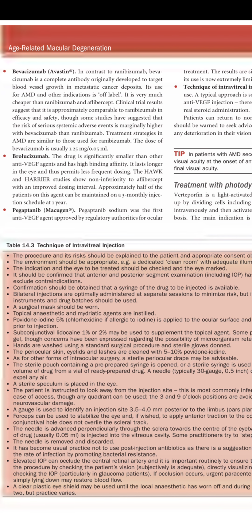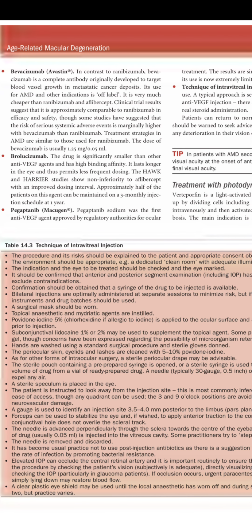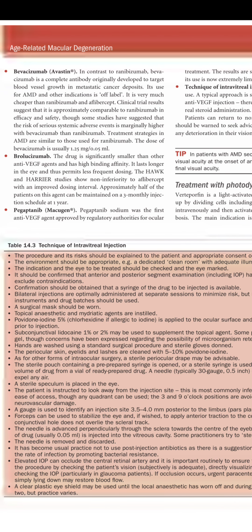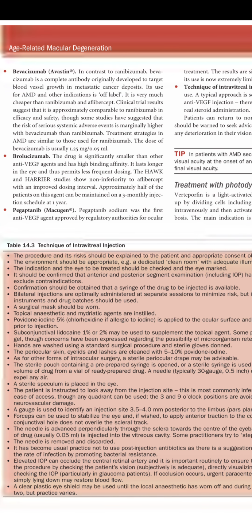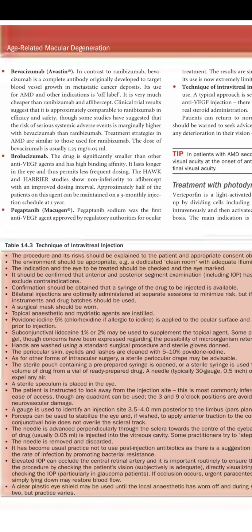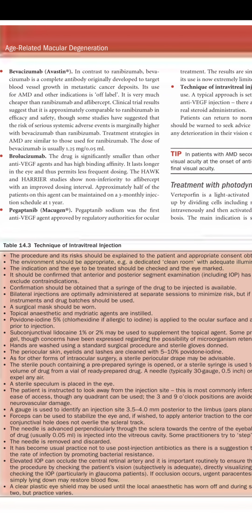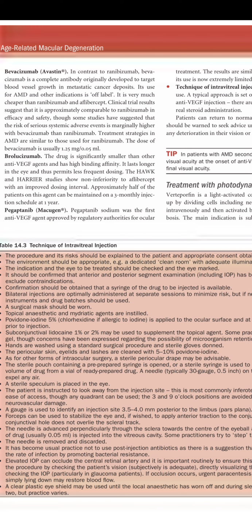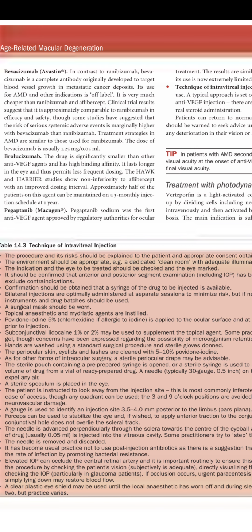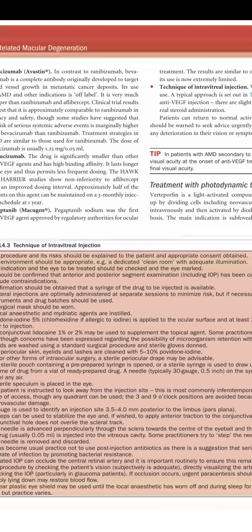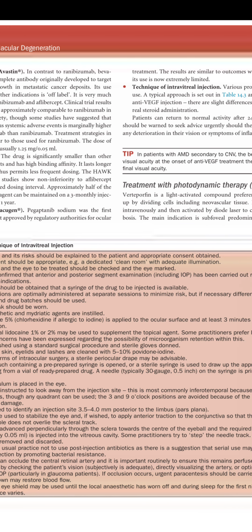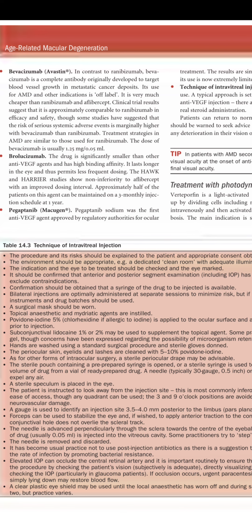Hands are washed using a standard surgical procedure and sterile gloves donned. The periocular skin, eyelids, and lashes are cleaned with 5 to 10% povidone iodine. As for other forms of intraocular surgery, a sterile periocular drape may be advisable. The sterile pouch containing a prepared syringe is opened, or a sterile syringe is used to draw up the appropriate volume of drug from a vial of ready prepared drug.